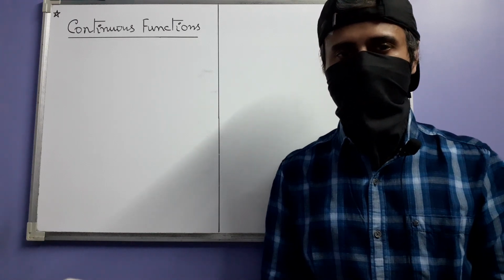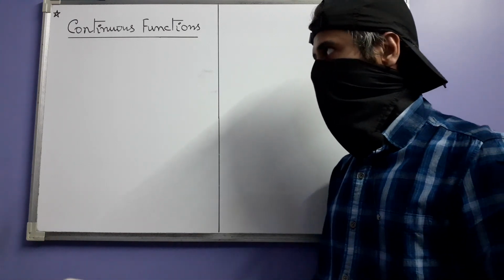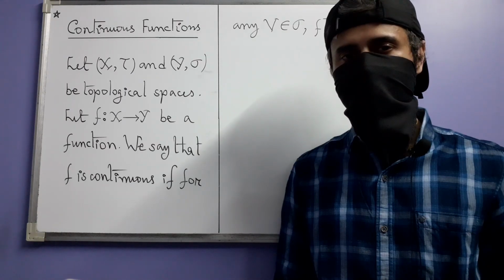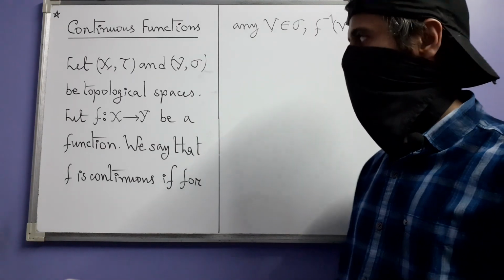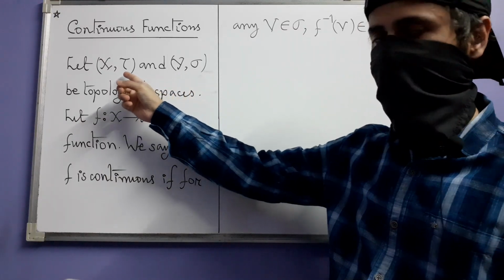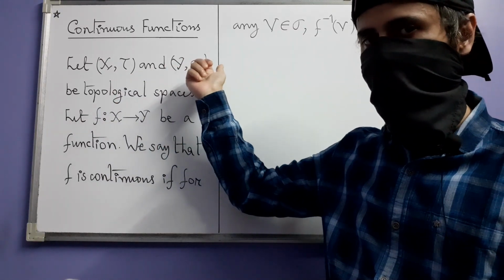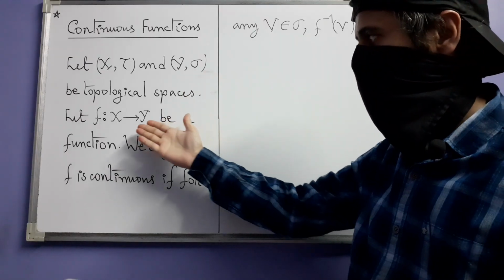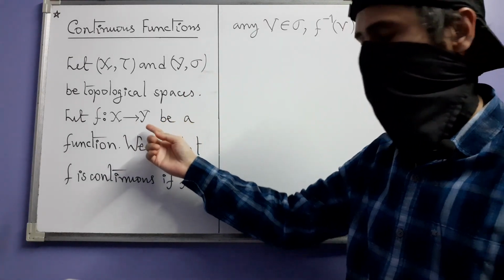So we have finally come to the topic continuous functions. So let's first see the definition. We have two topological spaces here, X and Y. The topology on X is tau and that on Y is sigma. And we also have a function f from X into Y.